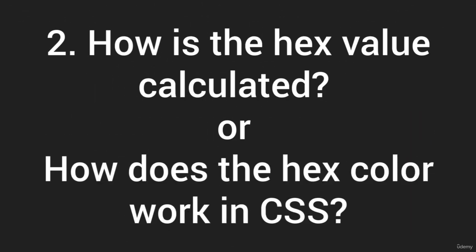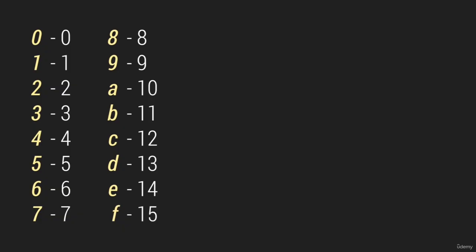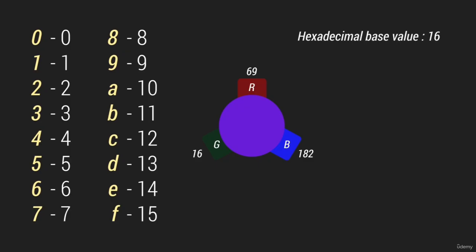The next question is, how is the hexadecimal value calculated, or how does the hexadecimal color work in CSS? As we know, the hexadecimal base is 16, so the range is from 0 to 9 and A to F. Suppose we have an RGB color in which the amount of red, green and blue is 69, 16 and 182. Now as the base value is 16 for hexadecimal, each value in RGB is divided by 16.